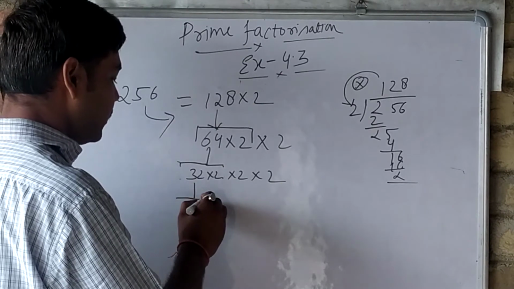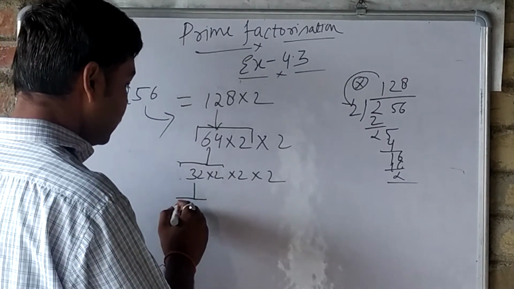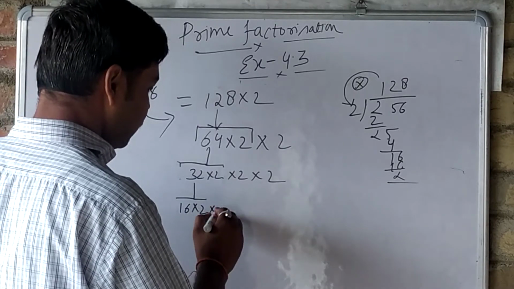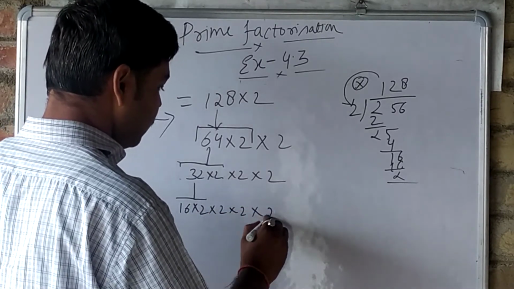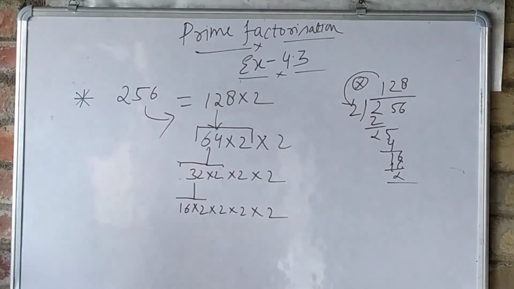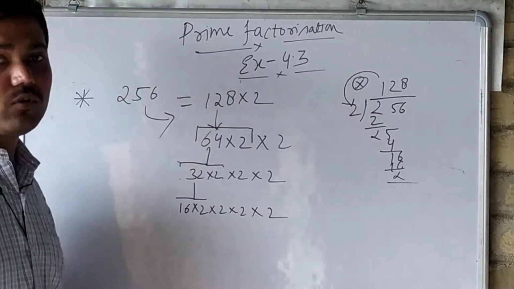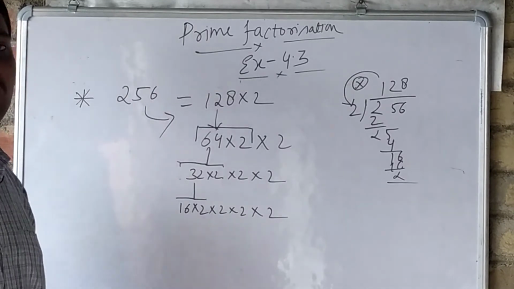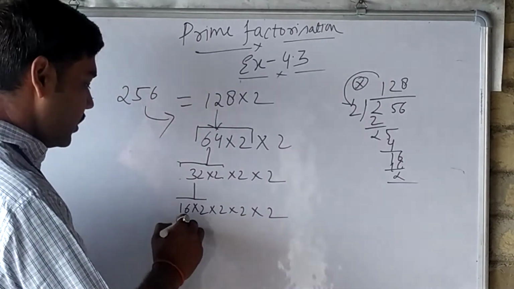Then again 32 we have to divide. 32 means 16 into 2, then 2 into 2 into 2. Now what do we have to do? We have to break 16. Now we know that 4 fours are 16, or 2 eights are 16. Anything we can do.